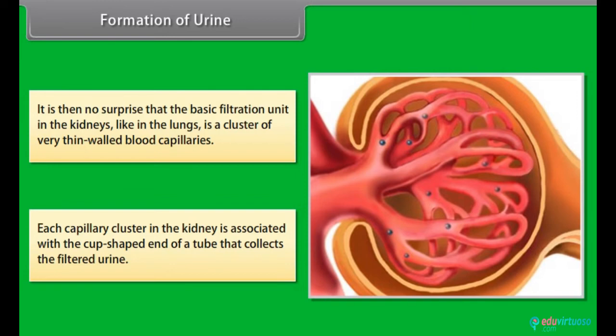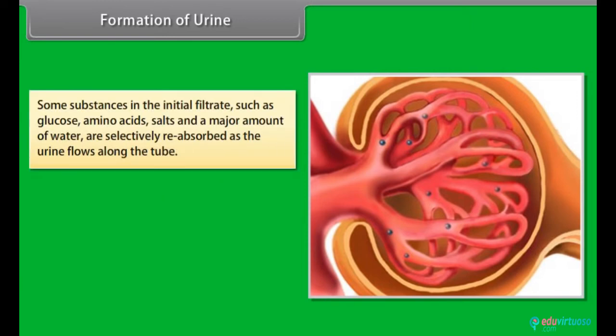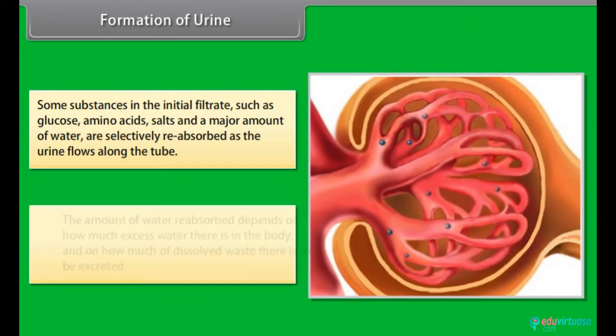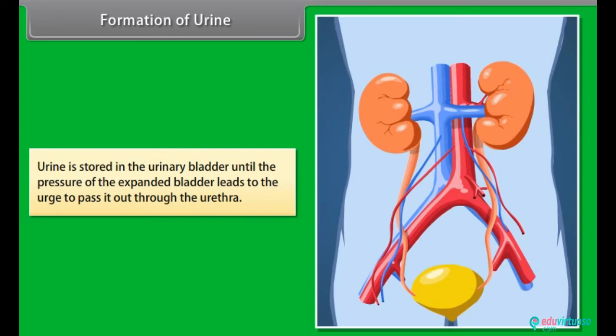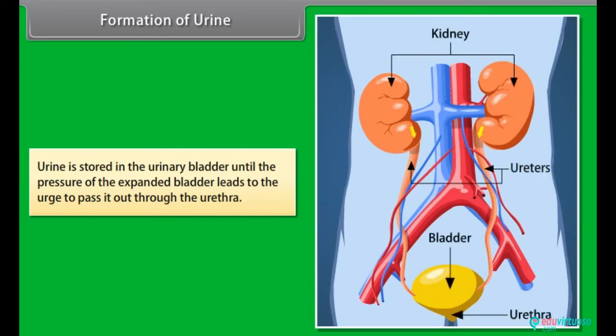the filtered urine. Some substances in the initial filtrate, such as glucose, amino acids, salts, and a major amount of water, are selectively reabsorbed as the urine flows along the tube. The amount of water reabsorbed depends on how much excess water there is in the body and on how much of dissolved waste there is to be excreted. Urine is stored in the urinary bladder until the pressure of the expanded bladder leads to the urge to pass it out through the urethra.